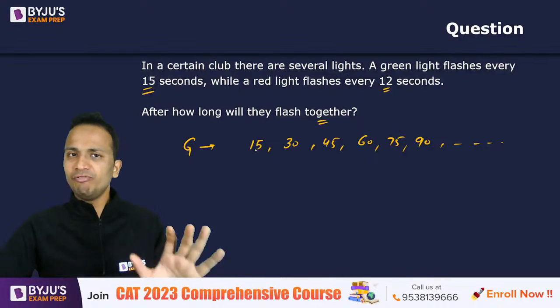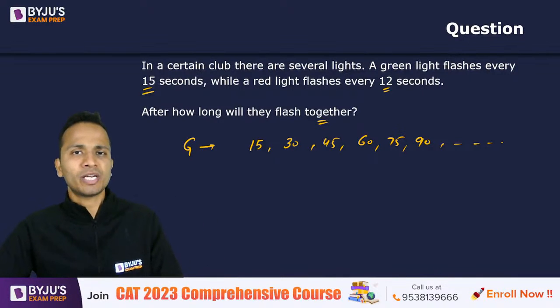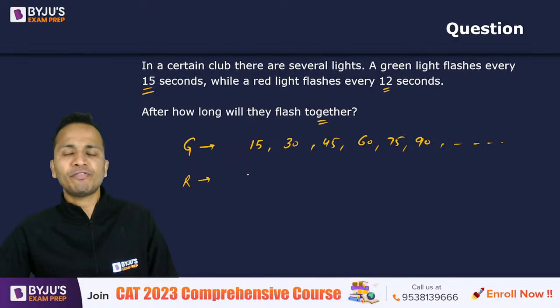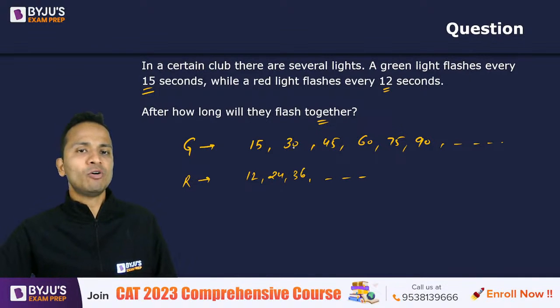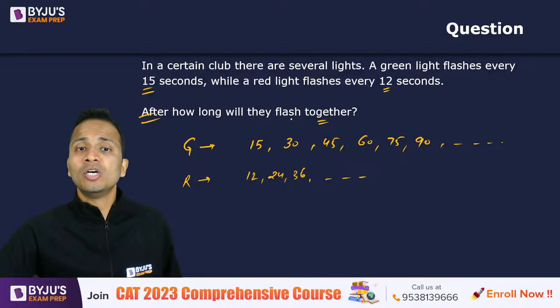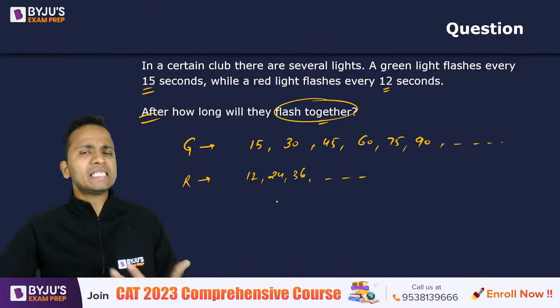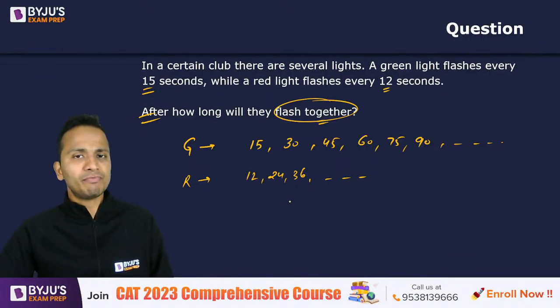Okay, I believe clarify हो गया. हमें क्या find out करना होगा? Let's do it for red light as well. So red light flashes every 12 seconds. So 12, 24, 36, and so on. Now we need to find out how long or after how long will they flash together. एक साथ कब flash करेंगी?